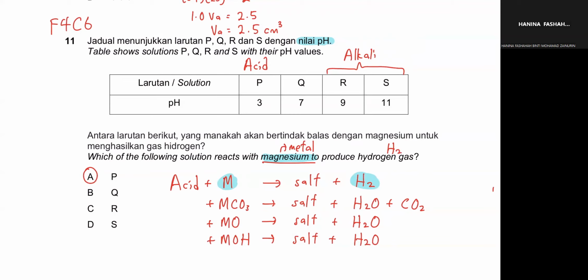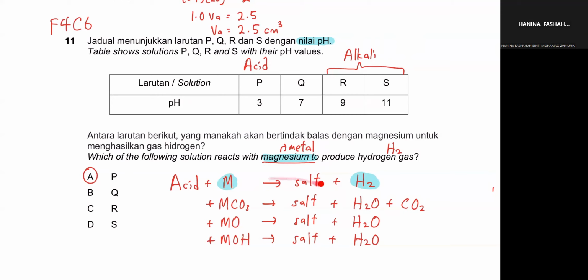So basically they ask chemical properties of acid or chemical properties of alkaline. Chemical properties of acid, they react with 3 things. I mean react with 4 things. They can react with metal. Metal can be any metal lah, like magnesium, zinc, aluminum, iron, any metal, to produce hydrogen gas. So basically, acid can react with metal, metal carbonate, metal oxide, and metal hydroxide.